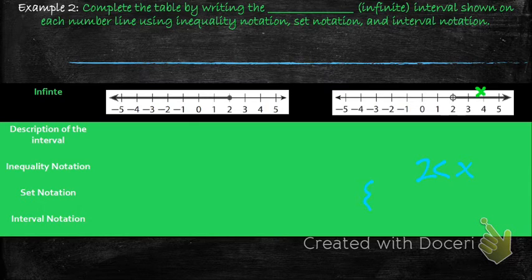Set notation, x such that x is an element of all real numbers, 2 is less than x, or x is greater than 2. Interval notation, we write the smallest number first, which is bounded at 2. And we use parentheses because that is an open circle. And we're unbounded on the right. So if we're unbounded on the right, that would be positive infinity. It continues forever. So that would be interval notation.